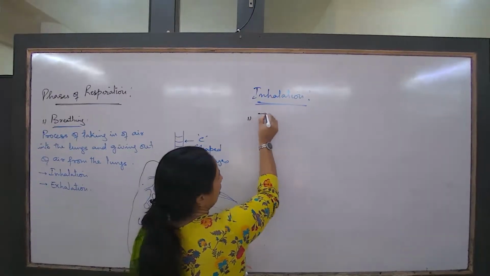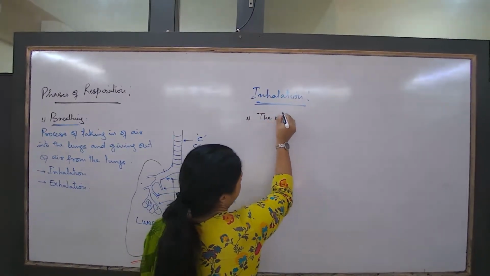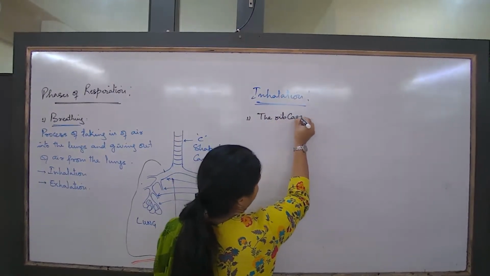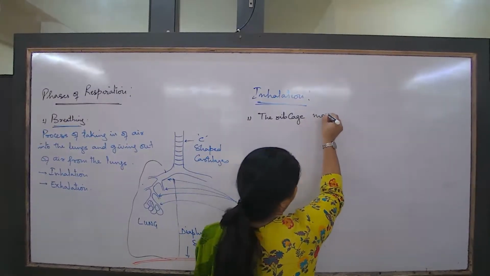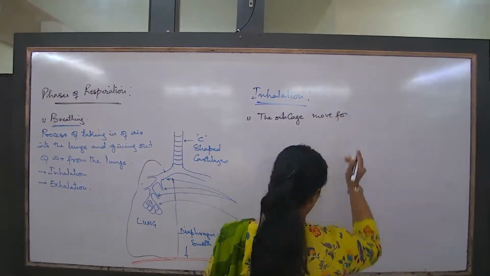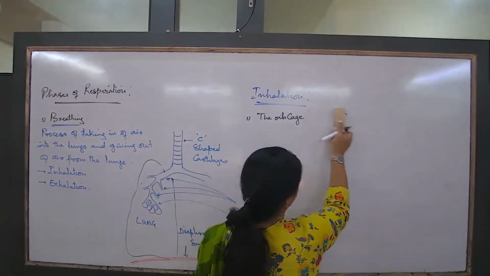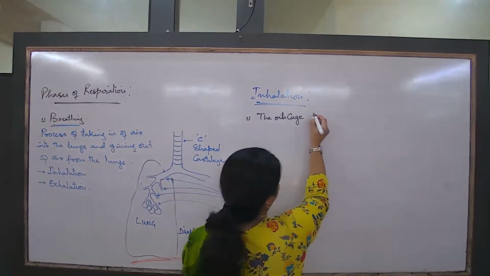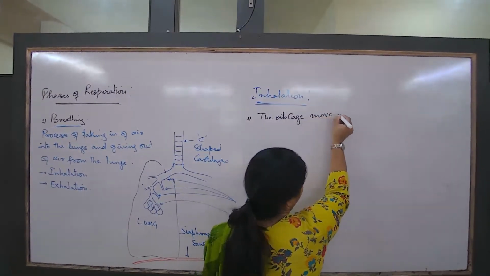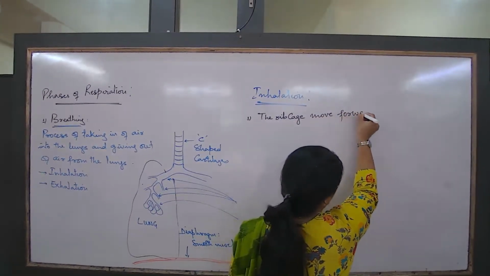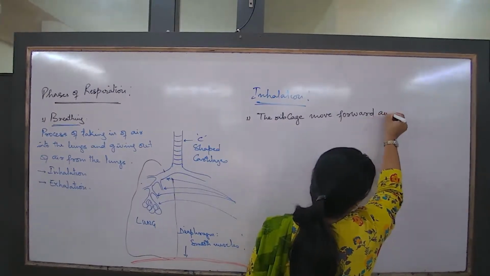The first is the rib cage. The rib cage moves forward and upward.